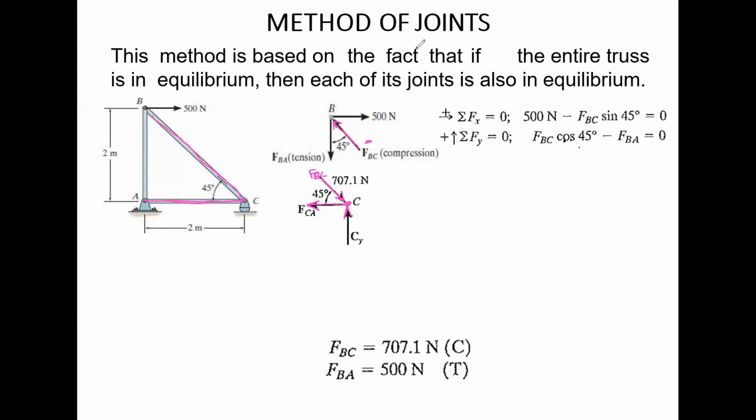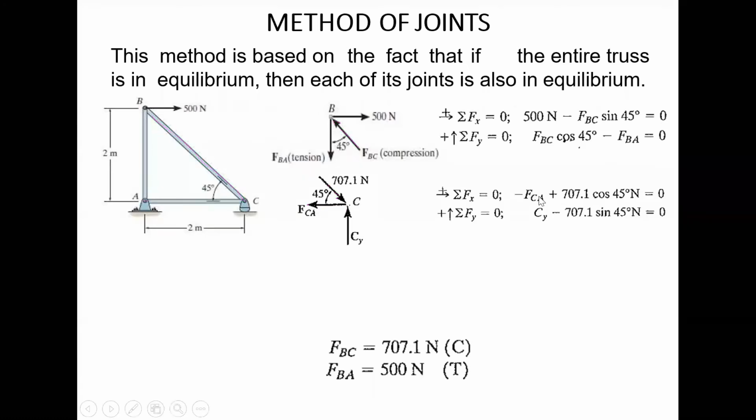Now balance the forces. Let's balance the horizontal forces. FCA is acting leftward, so we are taking leftward negative, rightward positive. So negative FCA plus 707.1 cos 45 degree, whose direction is rightward, so we are taking a positive sign here. And balancing the vertical forces, you will get CY minus 707.1 sin 45 degree. These two equations will give you FCA and CY.